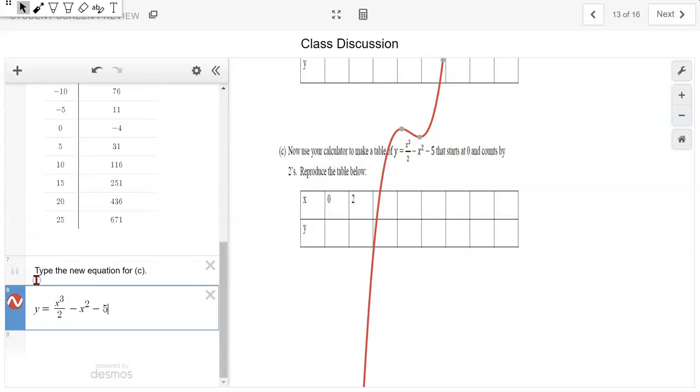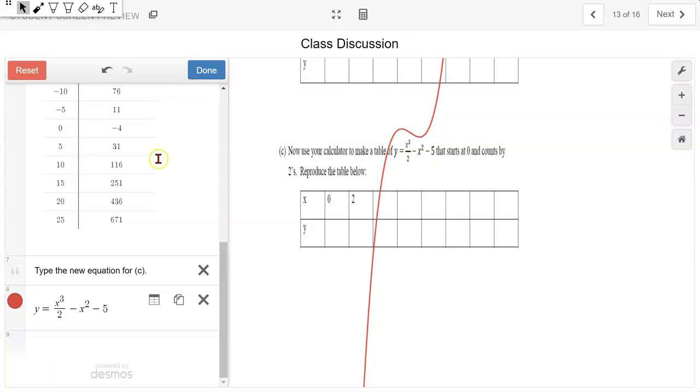Then I'm gonna have my keypad. So this is the graph of that equation. Now we're gonna reproduce the table below by 2's. So 0, 2. So remember what to do here. Click on this edit list, and then click on the table, meaning convert this equation to table.